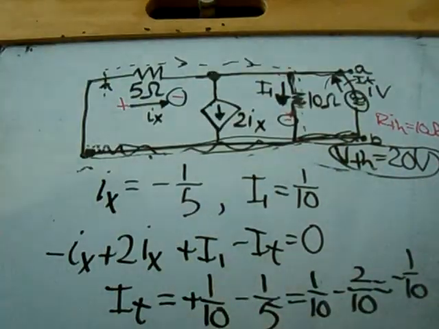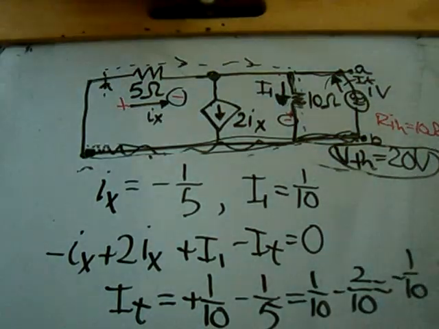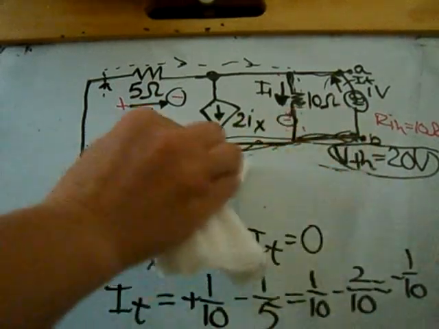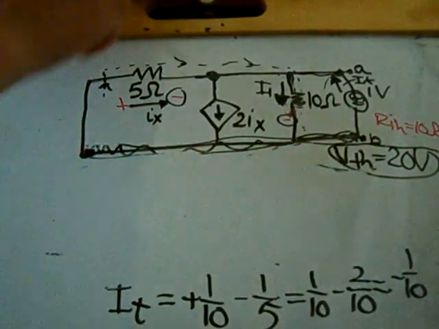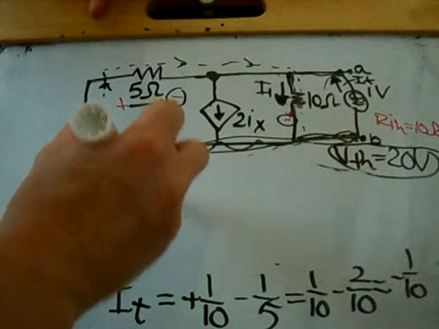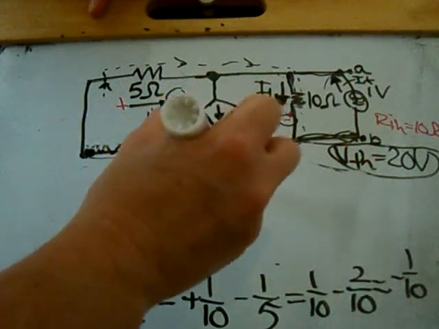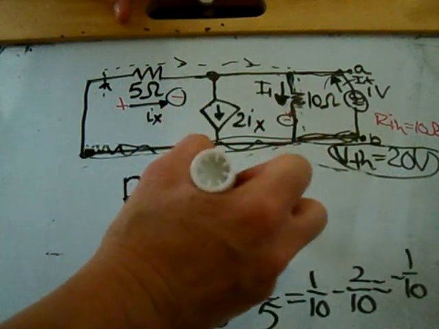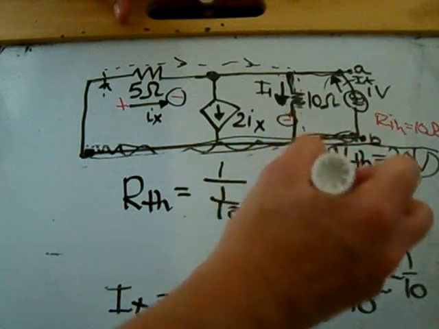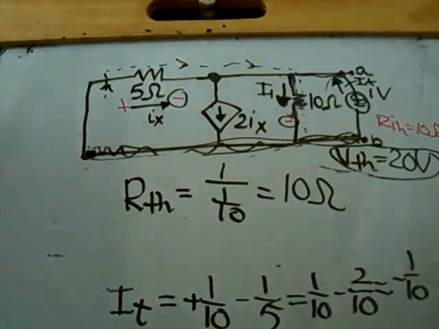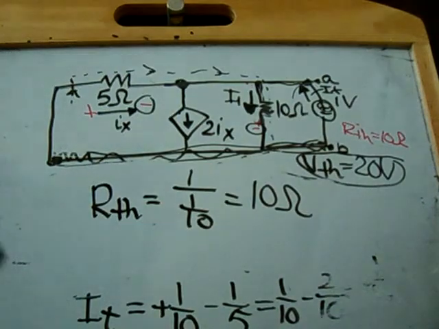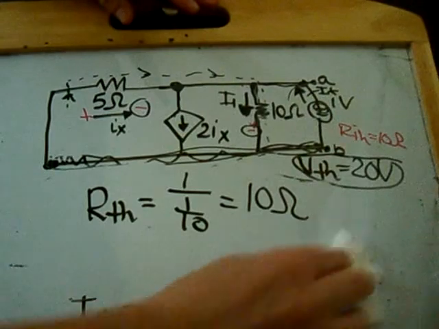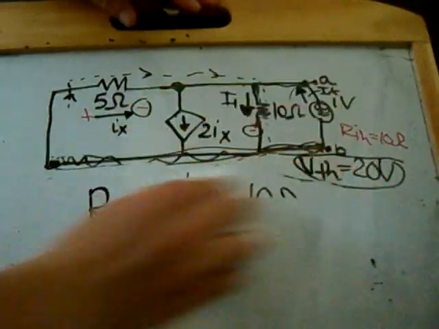And RTH is going to be the test source you put in over that current IT. So it will be 1 over IT, which will be 1 over 10. So again, I get 10 ohms. And don't worry about the negative. It doesn't change the value for RTH. So we get again 10 ohms for RTH.